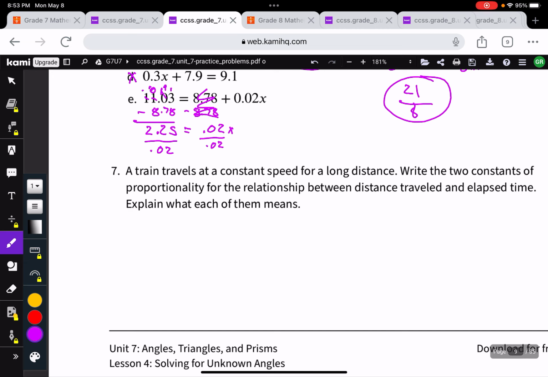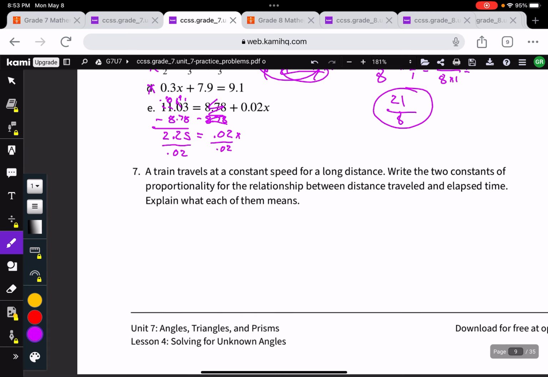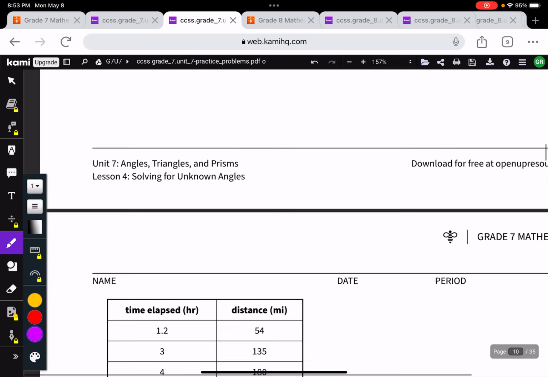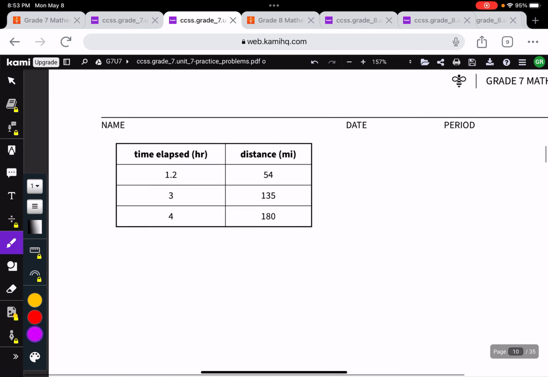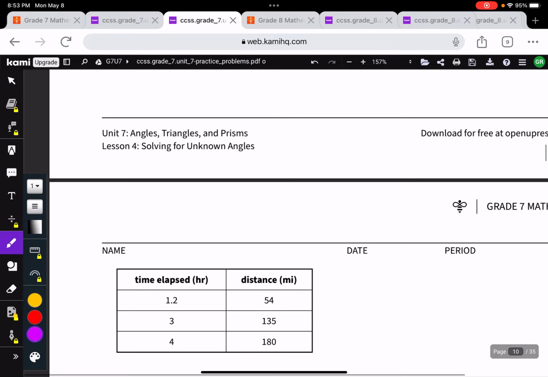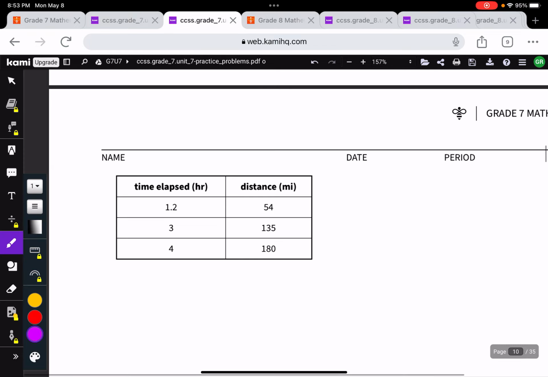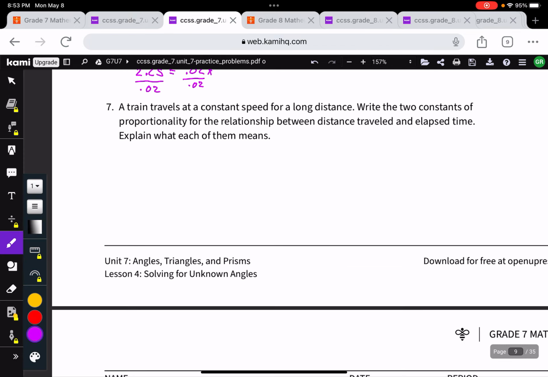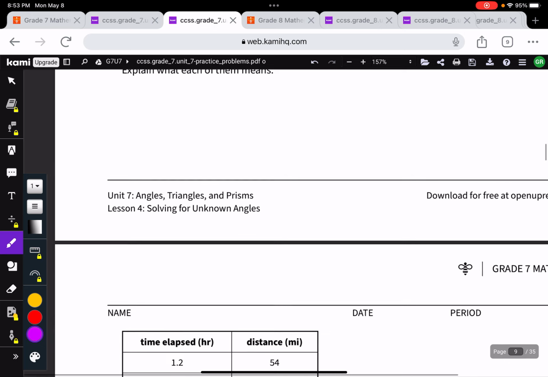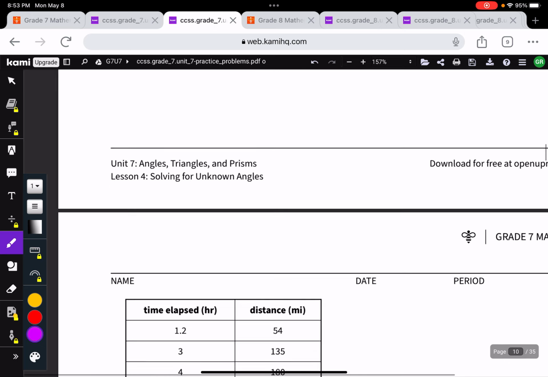And then finally, a train travels at a constant speed for a long distance. Write 2 constants of proportionality for the relationship between the distance traveled and elapsed time. Explain what each of them means. Okay, so yours, I put your table up above mine. Good problem. Explain what each of them means.